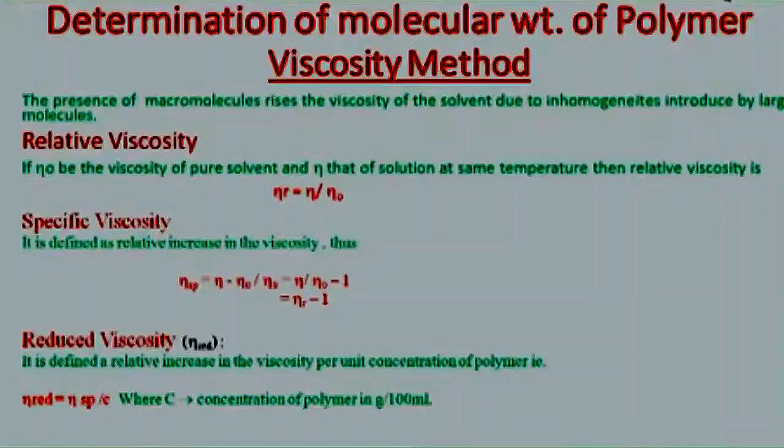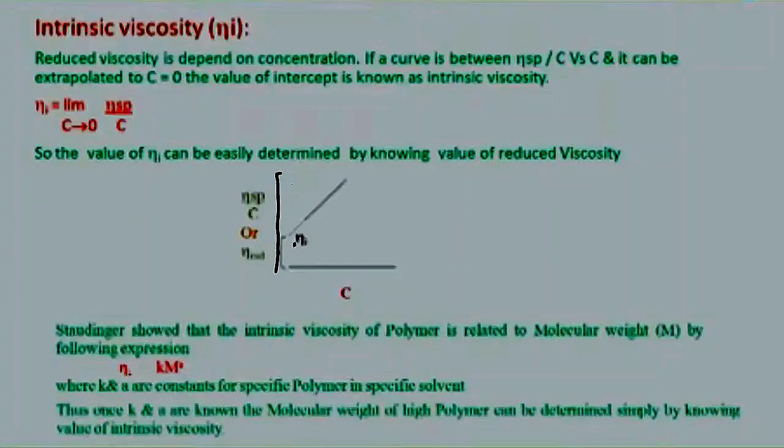Then reduced viscosity is defined as the relative increase in viscosity per unit concentration of polymer. That means eta reduced is equal to eta Sp divided by C, where C is the concentration of polymer in gram per 100 ml. Next definition is of intrinsic viscosity.